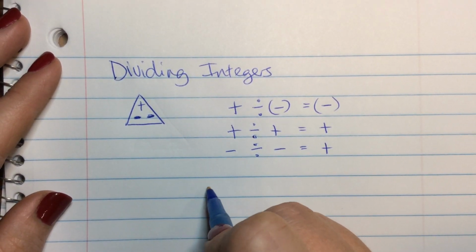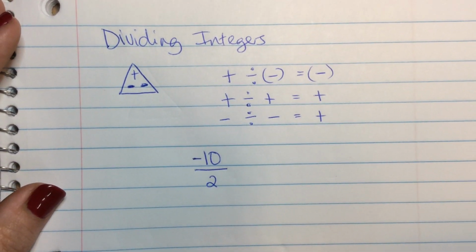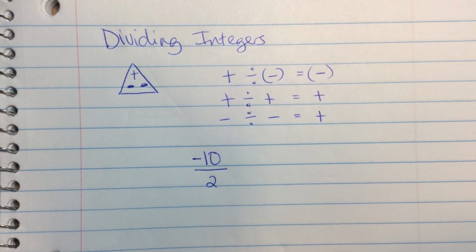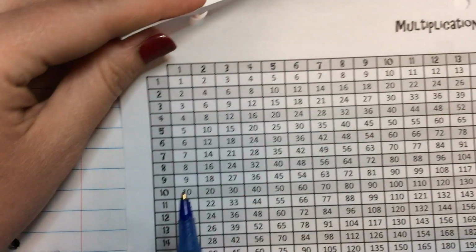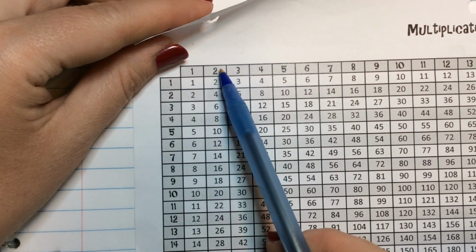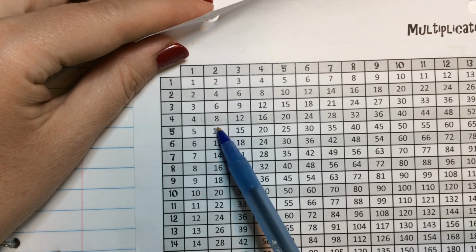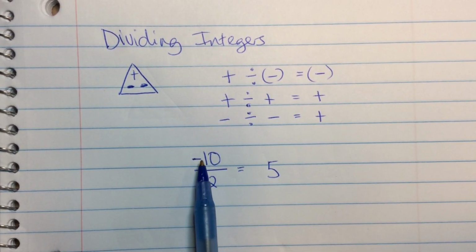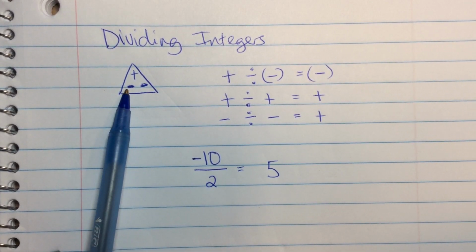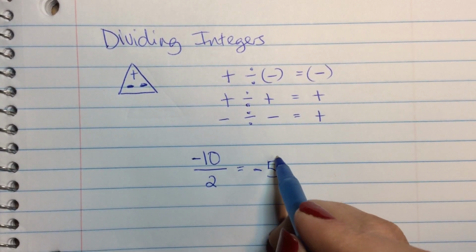So let's just do an example. Let's say we have negative 10 divided by positive 2. When you're using your multiplication chart, when you're dividing, you start with the bottom number and you see how long it takes you to get to the top number. So 2, we're going to count until we get to 10. So 1, 2, 3, 4, 5. So the answer has to be 5. The question is, is it a positive 5 or is it a negative 5? And we have a negative and a positive. So if I cover up a negative and a positive, notice I have a negative left. So the answer is negative 5.